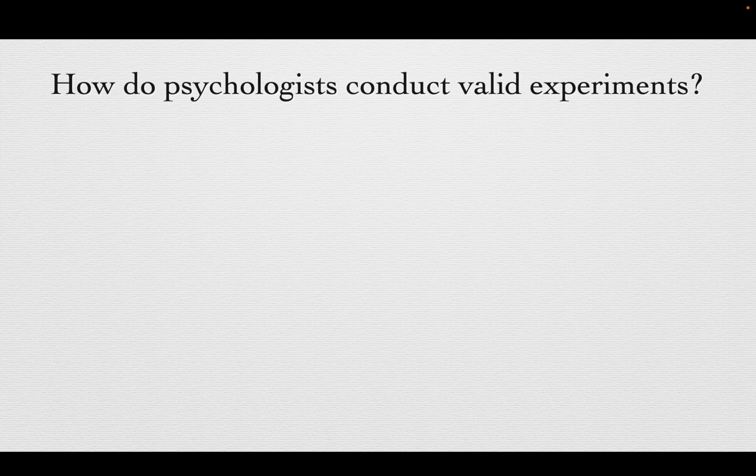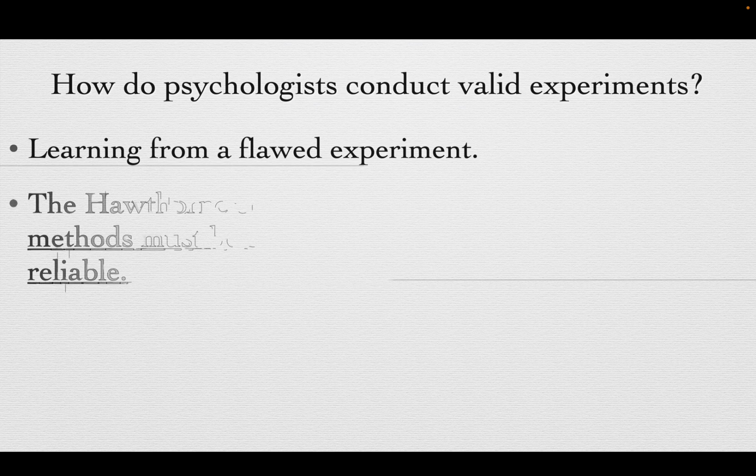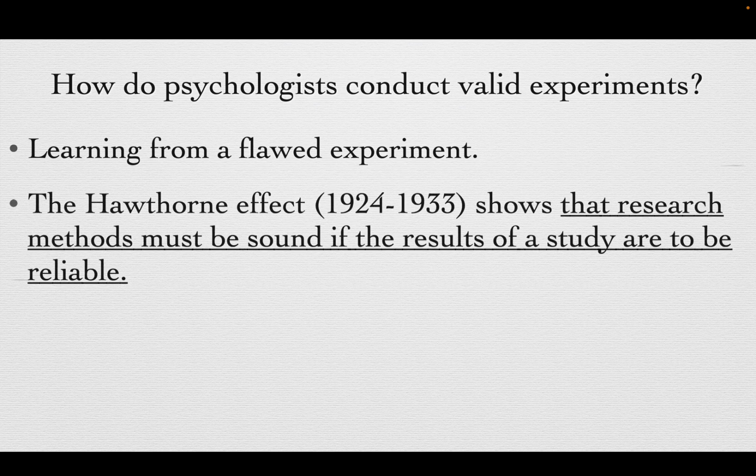So, how do psychologists conduct valid experiments? Well, we're actually going to learn from a flawed experiment, and probably one of the most famously flawed experiments is the Hawthorne effect. The Hawthorne research began in 1924 and went to about 1933, and within these 9 years, they did research on the Hawthorne industrial complex. Basically, what the psychologists were trying to find out was how they could increase productivity at a factory with factory workers. At first, they turned the lights up to see if better lighting worked.